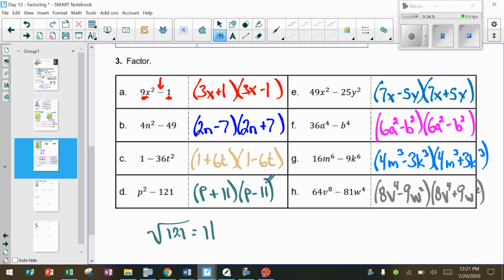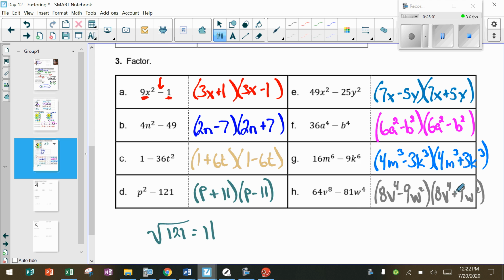And even if there's more parts to it, just take it one piece at a time. The square root of 64 is 8. Split the exponent in half. The square root of 81 is 9. Split the exponent in half. All right? That's the difference of two perfect squares.